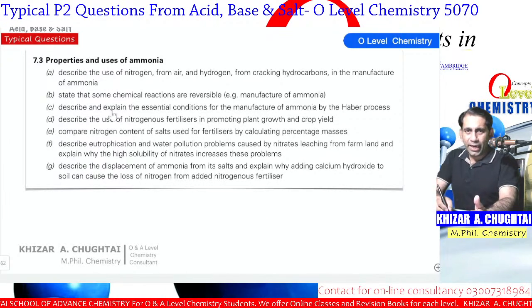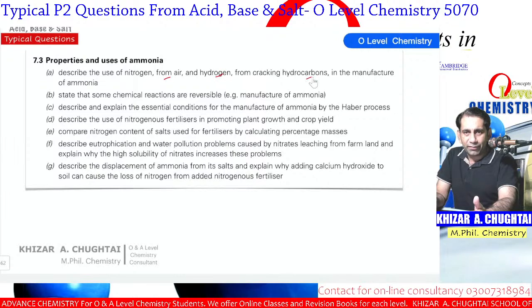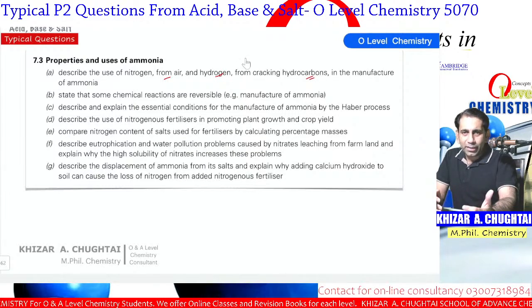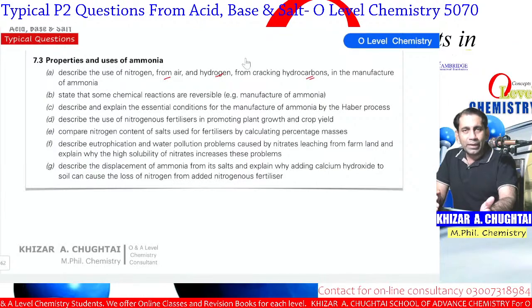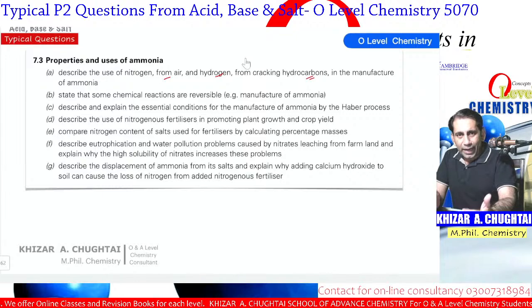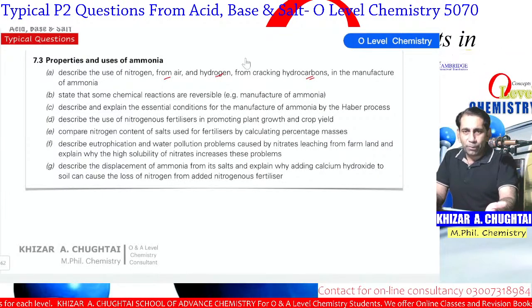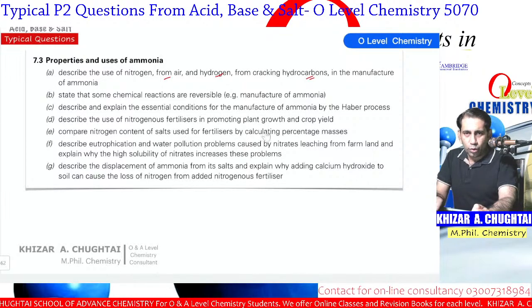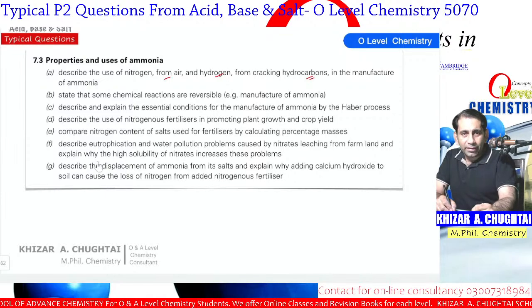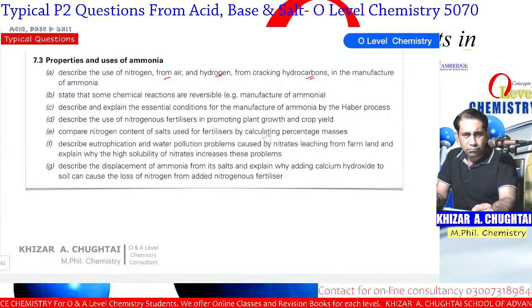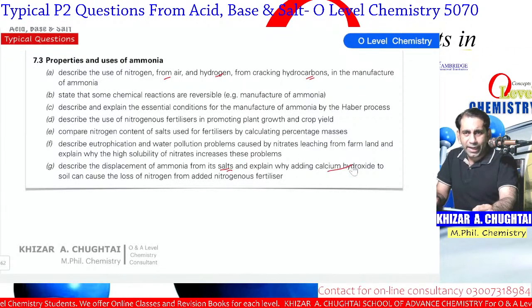Synthesis of ammonia: nitrogen from air, hydrogen from the cracking of hydrocarbons. They are kept together in a sealed container. There is a reversible reaction, and under certain conditions, in the presence of an iron catalyst, at 450 degrees Celsius, which is an optimum temperature, and under 200 to 300 atmospheric pressure, ammonia is formed. Further topics are the uses of ammonia, the problem regarding nitrogen, that is eutrophication, and why we cannot use ammonium salt in coordination with calcium hydroxide.